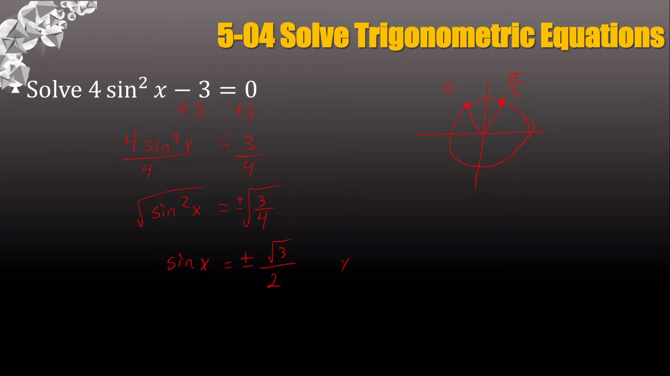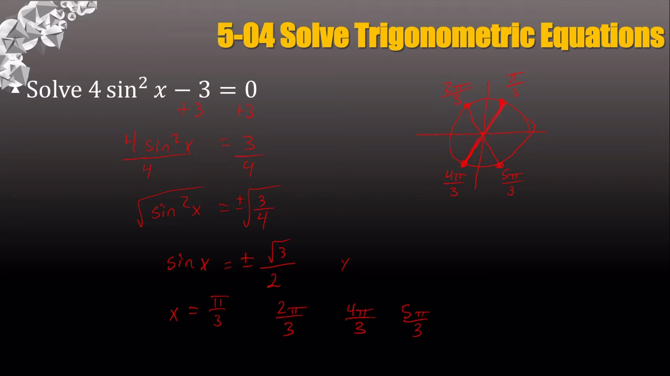There at 2 pi over 3, so that's the positive square root of 3 over 2. Or here at 4 pi over 3, and there at 5 pi over 3. So we could say x is pi over 3, 2 pi over 3, 4 pi over 3, and 5 pi over 3. But again, all the coterminal angles also count. So you could say plus 2 pi n.